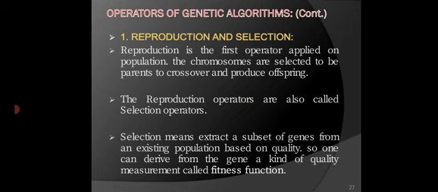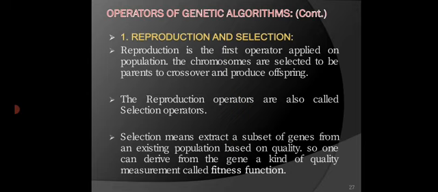Reproduction or selection operator. Reproduction is the first operator applied on the population. The chromosomes are selected to be parents, to cross over and produce offspring. So in the selection operator, out of the number of chromosomes, a few chromosomes are selected to be parents. Okay, so this is the selection point: which chromosomes are selected for further calculation, right?